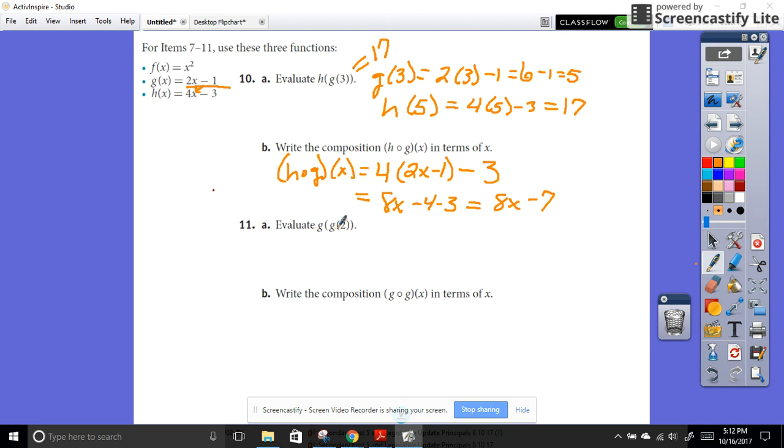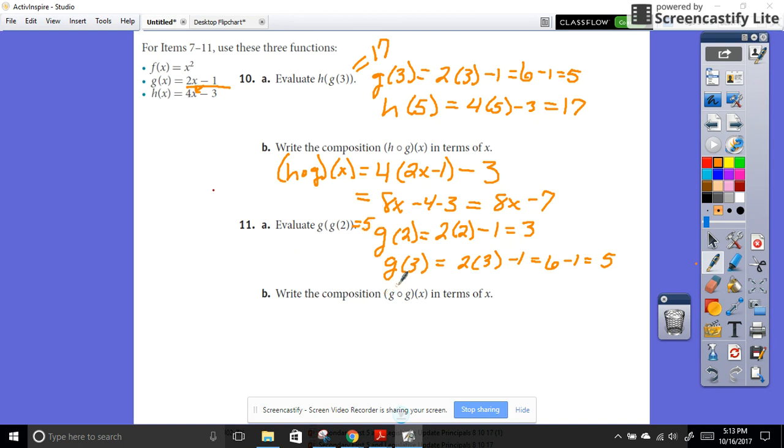Okay, this one may look a little weird. It tells us to plug 2 into the g function. So g of 2. Plug 2 into the g function. 2 times 2 minus 1, that's 4. 4 minus 1 is 3. Now it wants us to take the answer right here that we get, 3, and plug it into the g function also. So 2 times 3, 6. 6 minus 1 is 5. So the overall answer right there is 5.